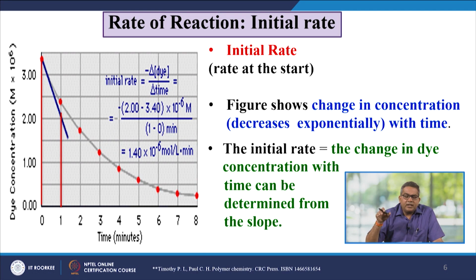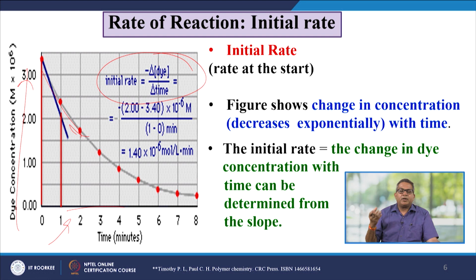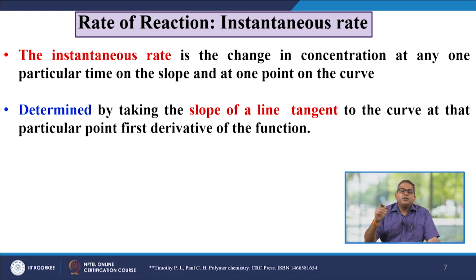Let us talk about the initial rate. Initial rate is the rate at the start. This figure shows the change in concentration versus time. Let us take the example of a dye concentration with time. The initial rate can be determined with the help of the slope, like here. This is the initial rate, that is, how much dye is consumed in a particular dye solution, and the minus sign depicts that the dye is being consumed over the period of time. In that case, you can determine the rate.